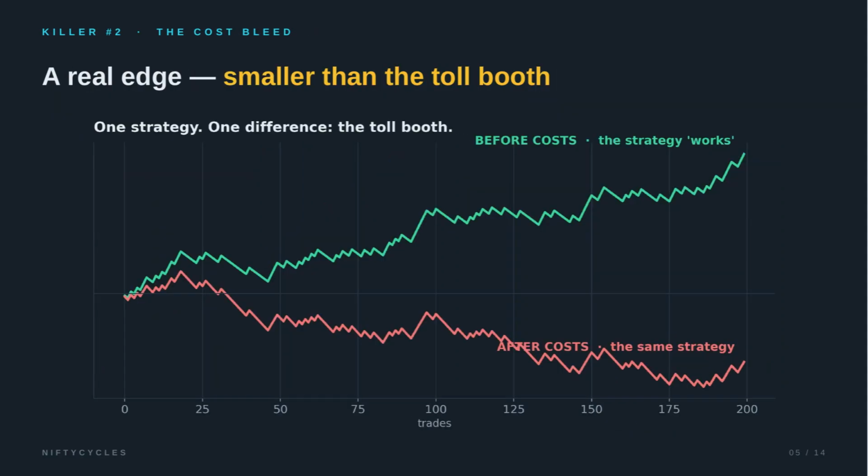Killer number 2 hides in plain sight. Costs. Look at this chart carefully. It's the same strategy, twice. Before costs, the green line, it works. A real, genuine edge. Now subtract brokerage, exchange fees and taxes, and slippage. The difference between the price you saw and the price you got. The red line, same signals, same trades. Dead.